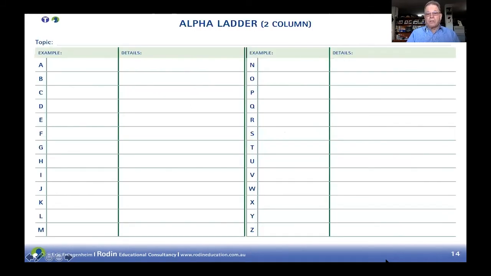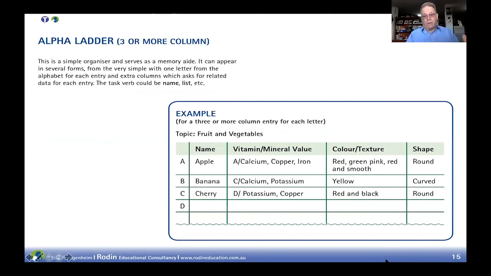Now, we're not going to do this. I'm just showing this to you, that if you want to use it, so there you would put in the topic, list of fruit and vegetables that you use. But what you want is, the example is the actual fruit or the vegetable, and details you put in there, vitamins and so on. There's a third one where you could have 3 or 4 columns.